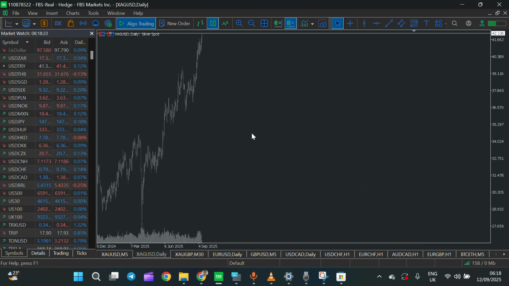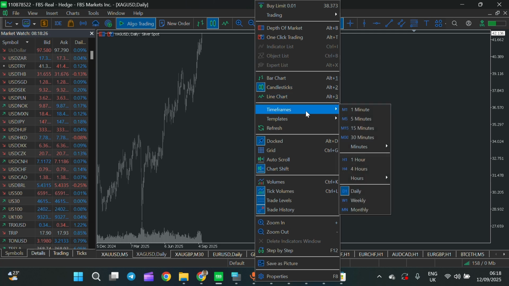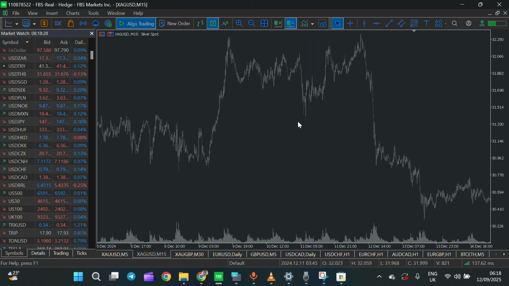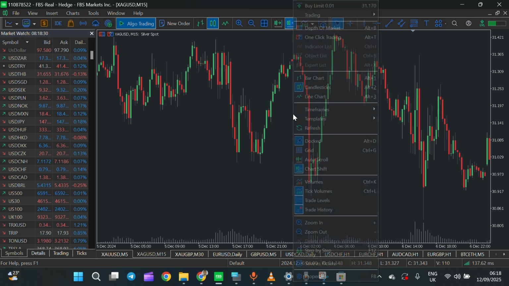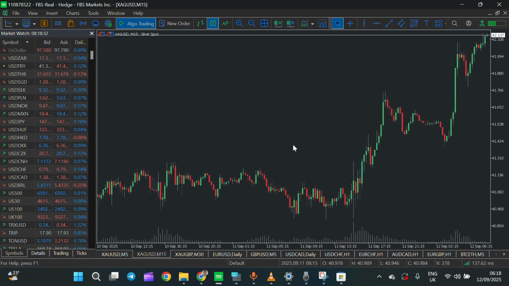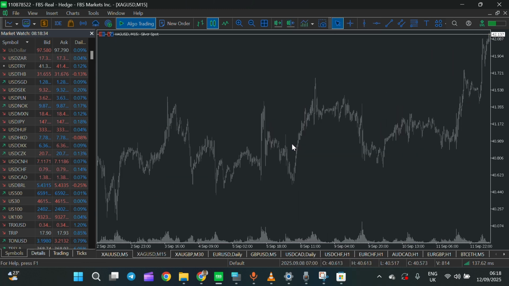Okay, it's actually similar to the gold spot. All right, so let's quickly get to the 15 minutes time frame. According to the 15 minutes time frame, we are seeing a bullish trend, higher highs and higher lows.